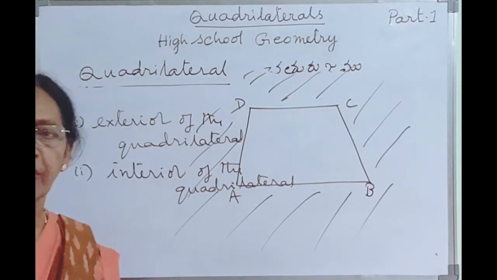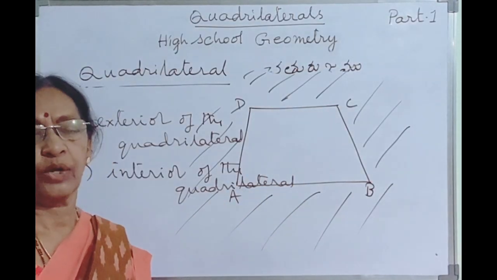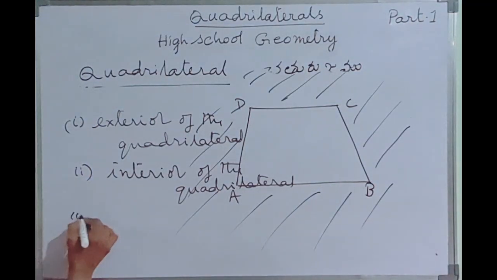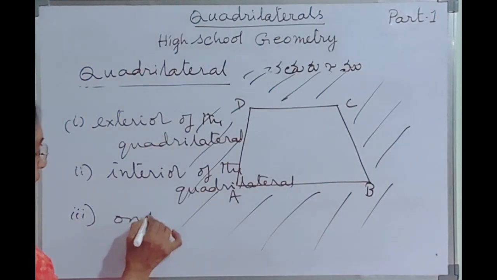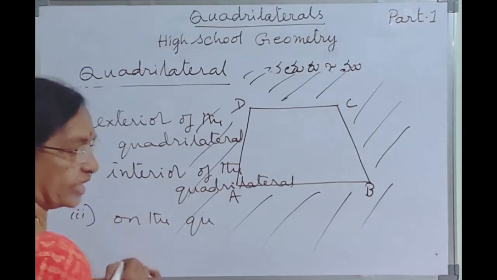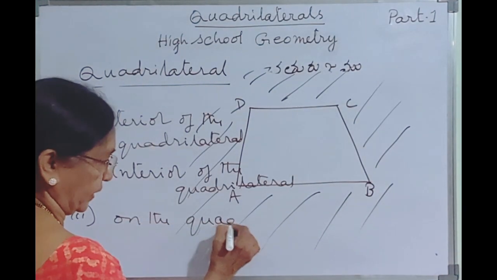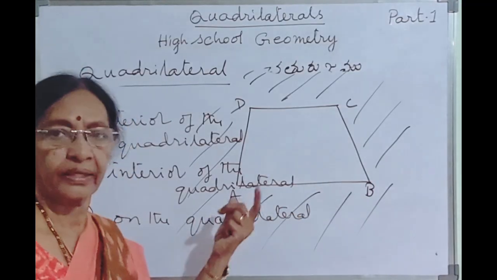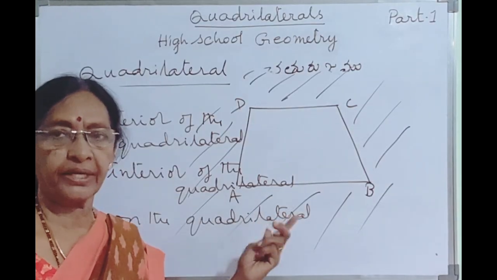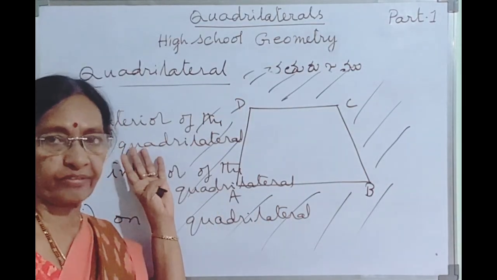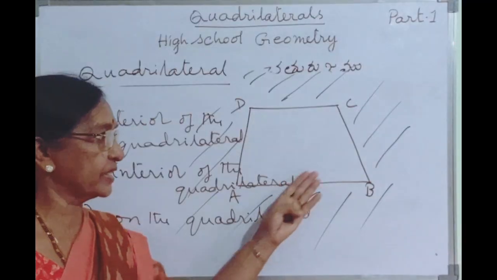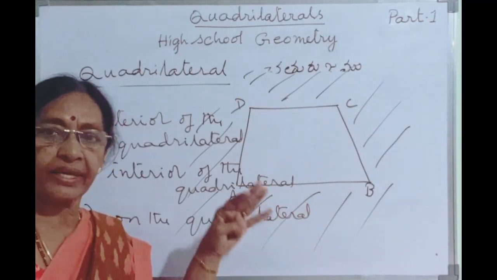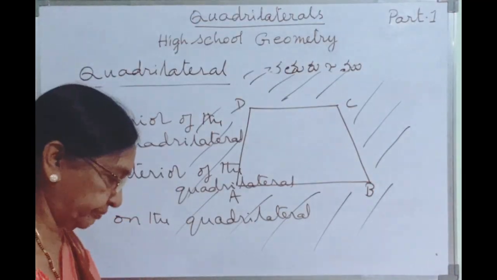Next, the set of points lying on the quadrilateral, that is on the line segments of the quadrilateral. Thus, a quadrilateral divides the plane into three parts. One is the exterior of the quadrilateral, the second one is the interior of the quadrilateral, and the third one is the set of points lying on the quadrilateral.